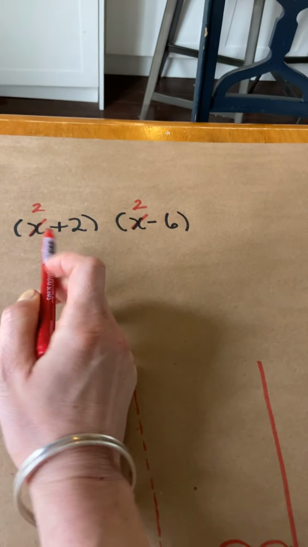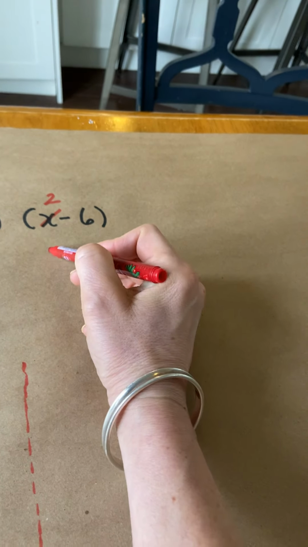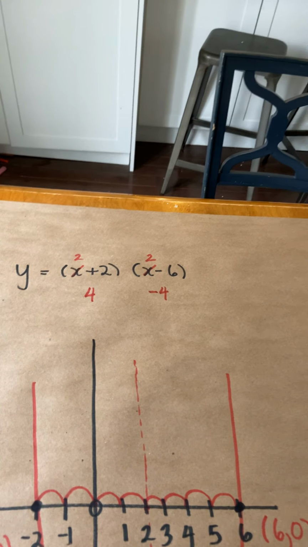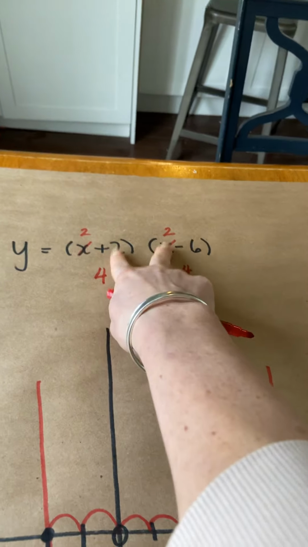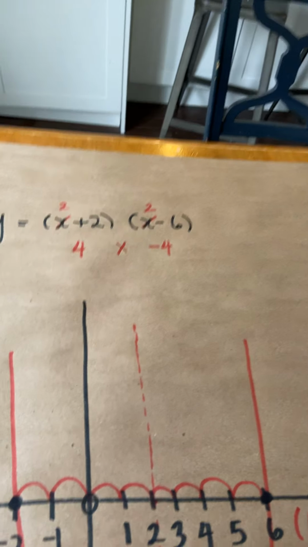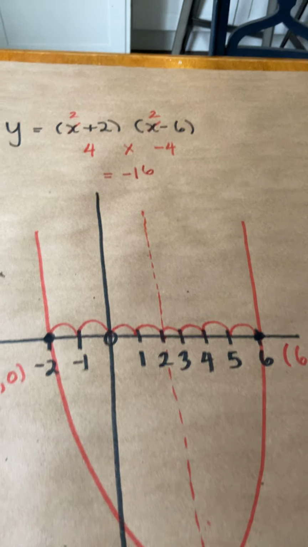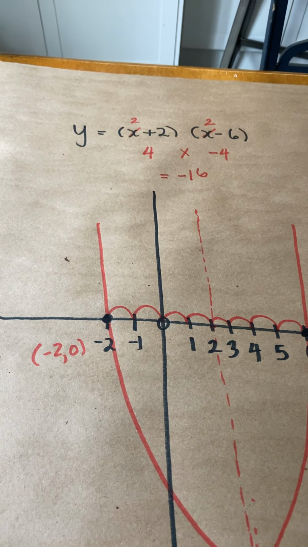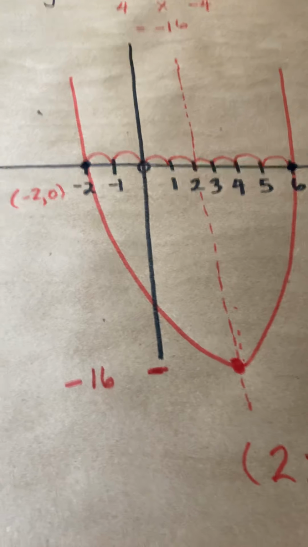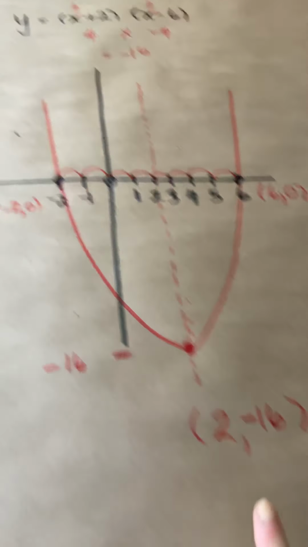I get 2 plus 2 is 4. And 2 minus 6 is equal to minus 4. Oh, that's interesting. 2 numbers, the same, except one is positive, one is negative. And when I have 2 brackets squished together, it means I'm multiplying. So 4 times minus 4 is going to be equal to negative 16. That means down here on my graph, this right here is minus 16. So now we have our x-intercepts or our zeros, and we have a vertex.